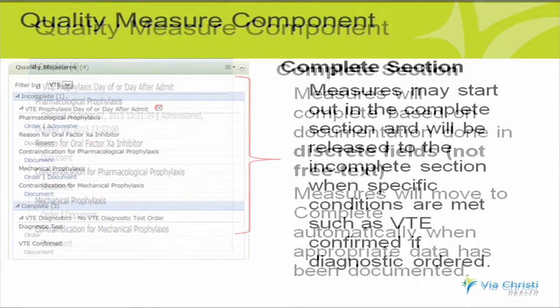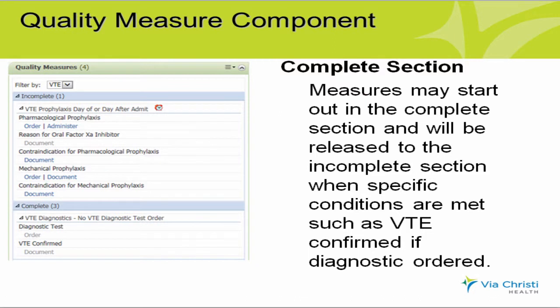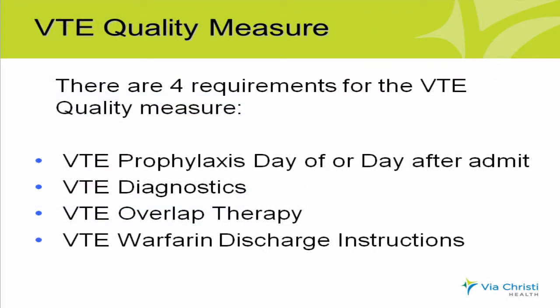Some measures may start out in the complete section and will only show in the incomplete section when specific conditions are met. For VTE, only one measure will start out as incomplete. The other three will go to incomplete if specific orders are placed or conditions apply. Now we'll talk about the requirements for the VTE quality measure.